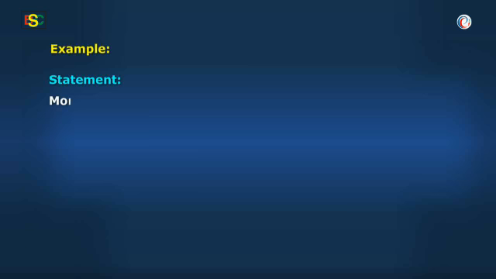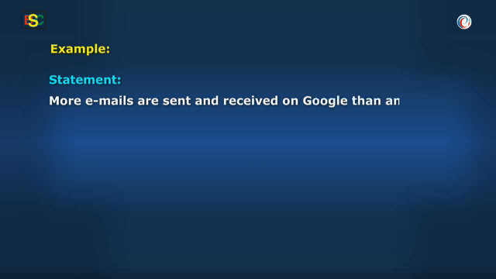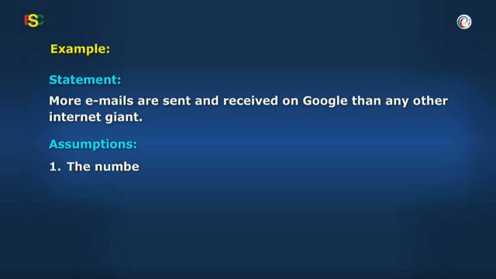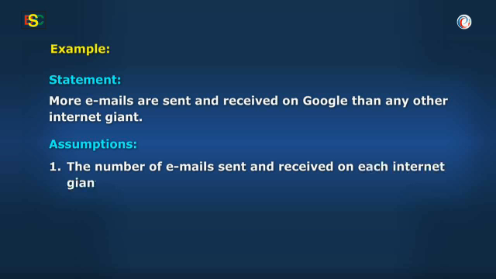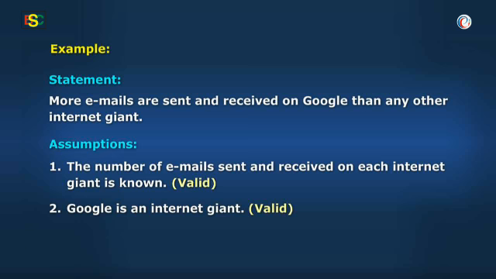Statement: more emails are sent and received on Google than any other internet giant. Assumptions: 1. The number of emails sent and received on each internet giant is known. 2. Google is an internet giant. Baba, both the assumptions are valid.